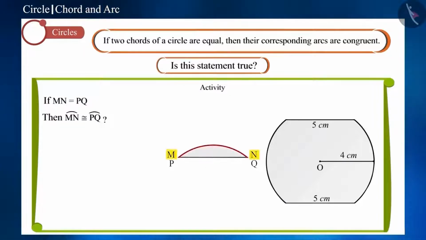That is, arc MN and arc PQ also cover each other completely. This shows that equal chords form congruent arcs. That is, the given statement is true.